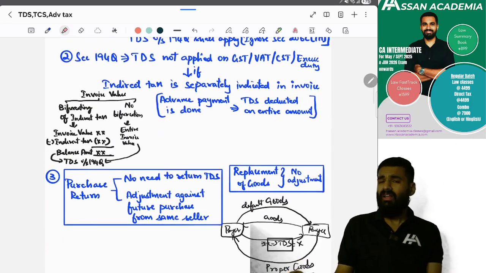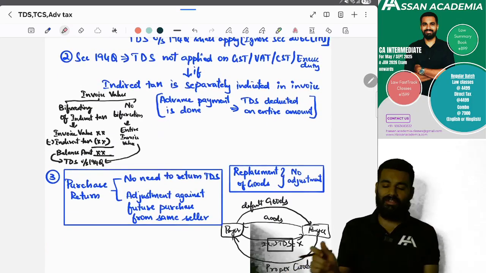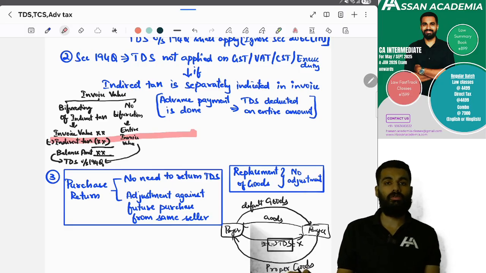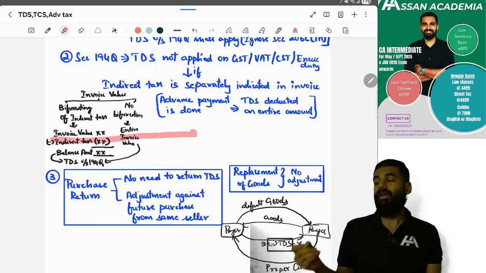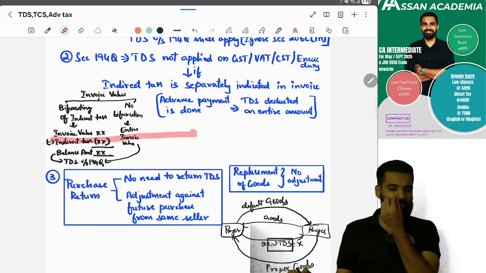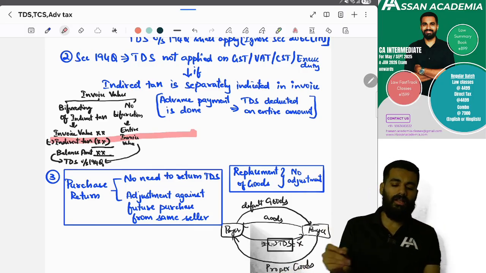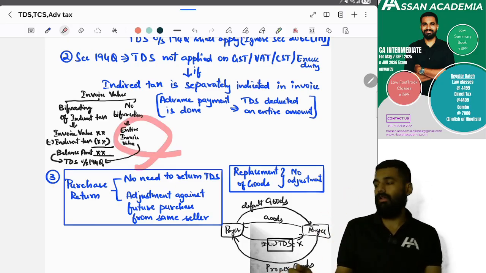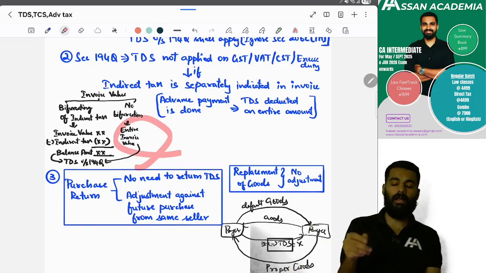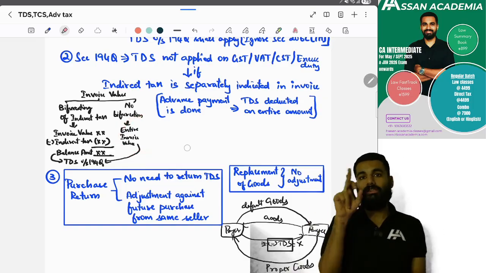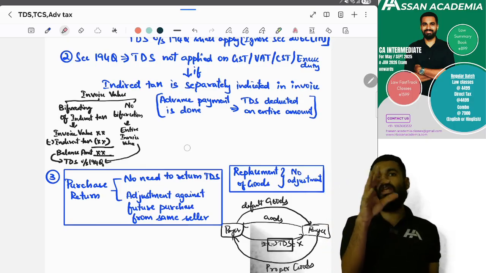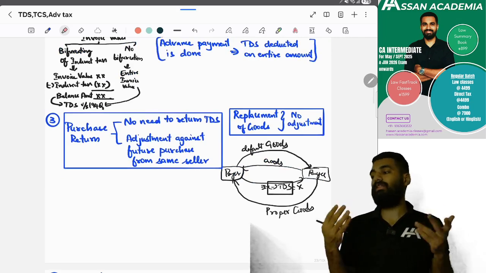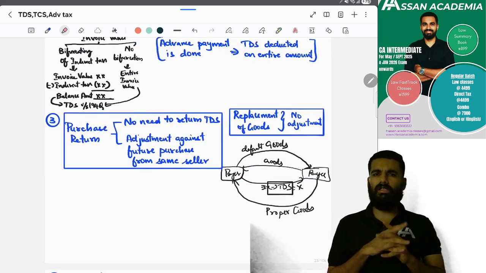Next, if there is any indirect tax in the invoice, such as GST, VAT, CST, excise duty, then you have to reduce that indirect tax, and deduct TDS only on the remaining amount. But if the invoice shows no indirect tax, then on the entire amount in excess of 50 lakhs, 0.1% TDS will get deducted. Yes or no? Yes.